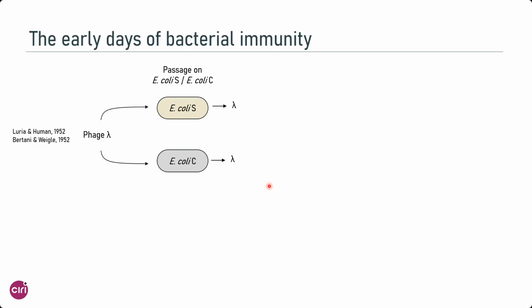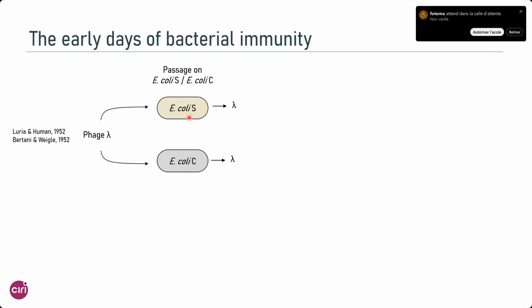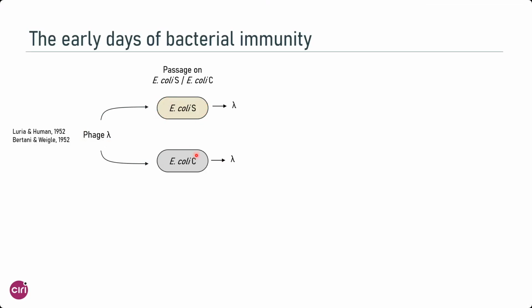And so there was a famous experiment that involved phage lambda, which is a very classical model. This phage lambda was first passaged on two different E. coli strains that are called S and C. And what people observed is that the infectivity of the phage depends on the host on which it was passaged.